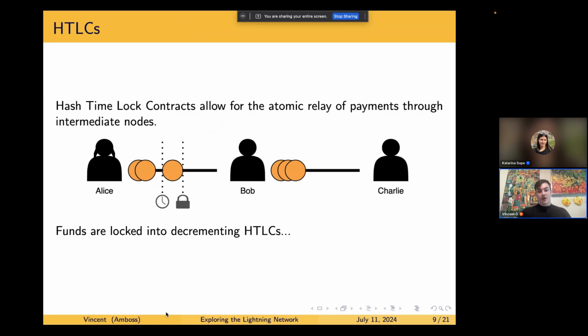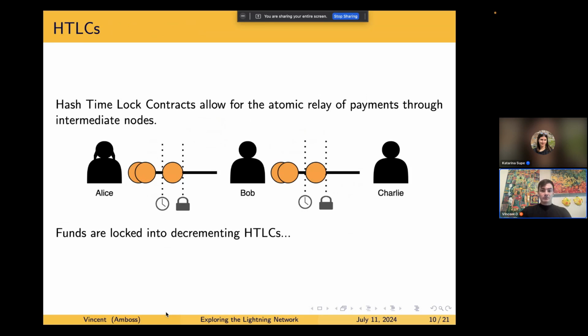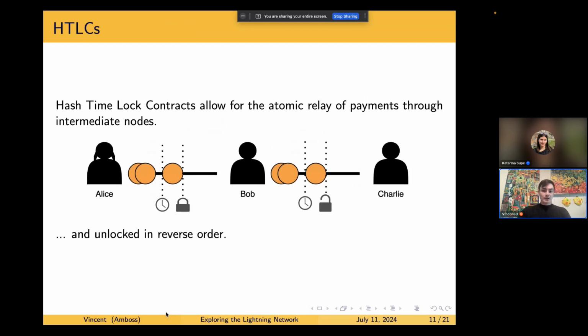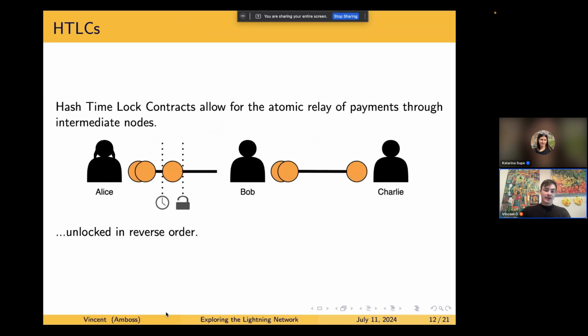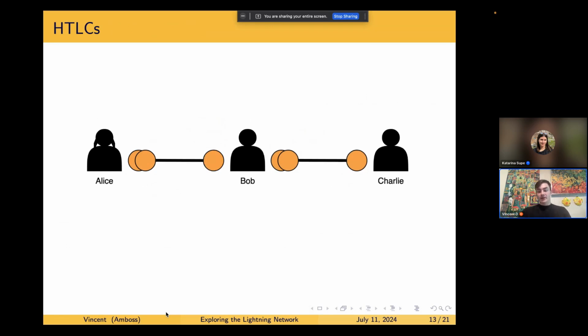The trick is, though, that Bob doesn't know this preimage. However, he does know that Charlie knows this preimage. And so by committing funds into a hash time lock contract towards Charlie, Charlie can unlock the funds on his side, thereby revealing the secret that Bob can use to then unlock the funds on his side with Alice. And so, locking these funds into decrementing hash time lock contracts and then unlocking them in reverse order, in effect, a payment has been sent from Alice to Charlie through Bob.